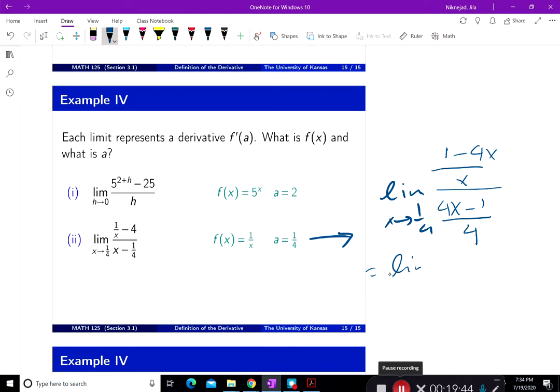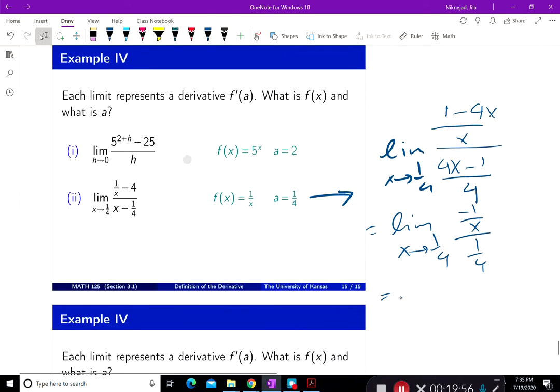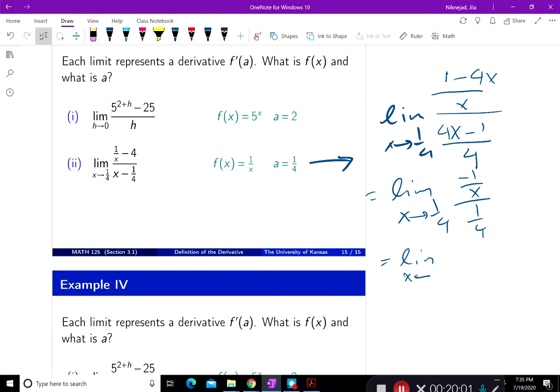So it's the limit as x approaches 1/4 of minus 1 over x, over 1/4. This is the limit as x approaches 1/4 of minus 4 over x, and with x approaching 1/4, it gives you minus 16.